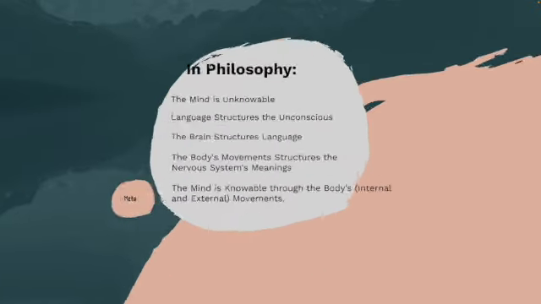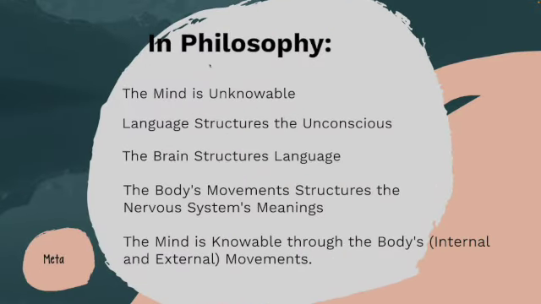Okay, so now we go into the mind. The mind is also the body. I spoke about this. There was this whole story in Freud saying we can't know the mind, it's the unconscious. But Jacques Lacan said, no, language structures the unconscious. And then we realize the brain structures language. But now we come in. The movements are actually structuring the brain and language and meaning. So the body is knowable through the body. The mind is knowable through the body.